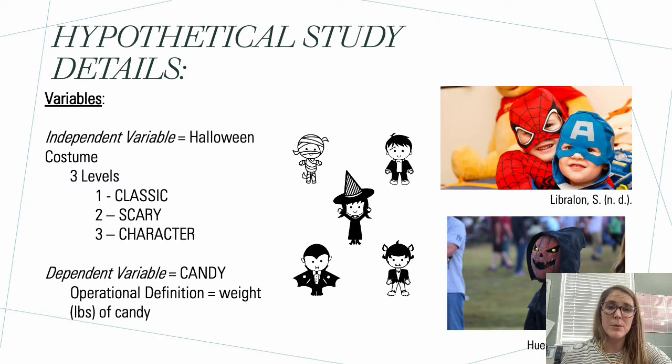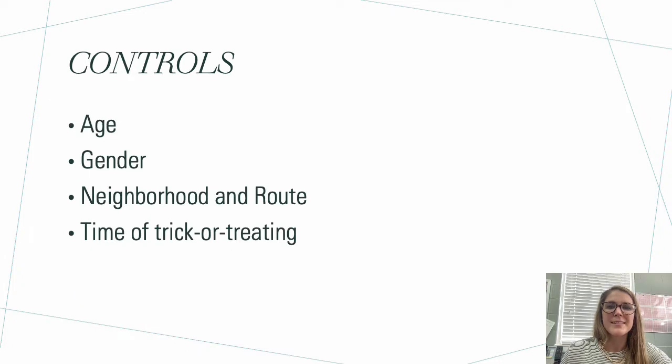Our dependent variable in this research study is candy. So that means we're going to measure the difference in the effectiveness of these Halloween costumes by weighing the candy that each trick-or-treater gets in pounds. So to do this, we're going to have 30 trick-or-treaters, 10 wearing classic Halloween costumes, 10 wearing character Halloween costumes, and 10 wearing scary Halloween costumes.